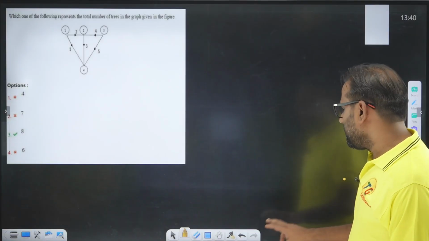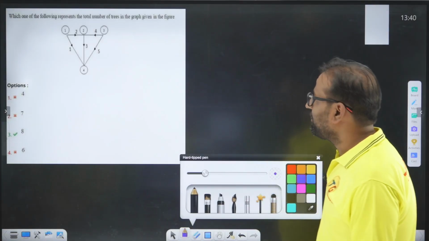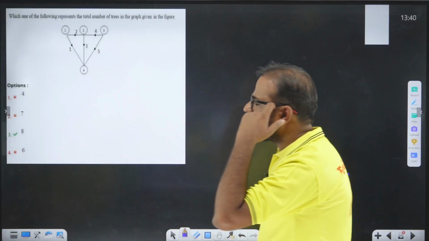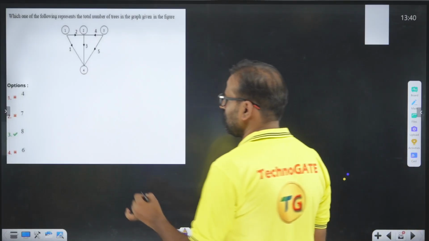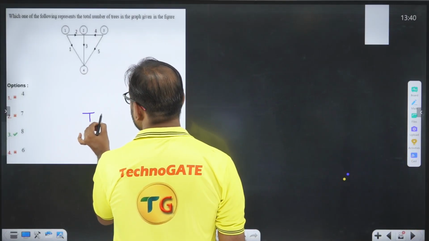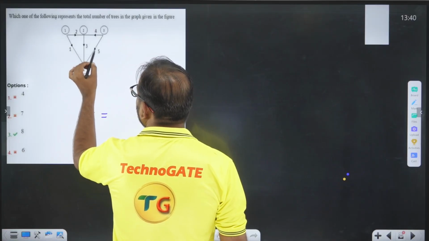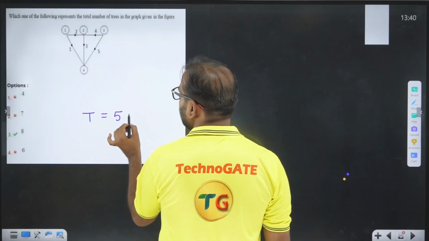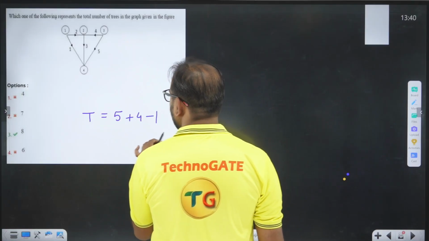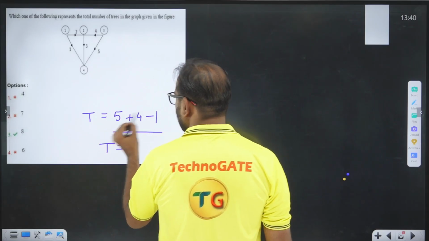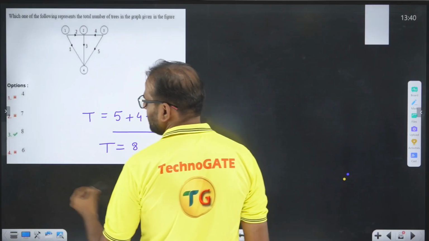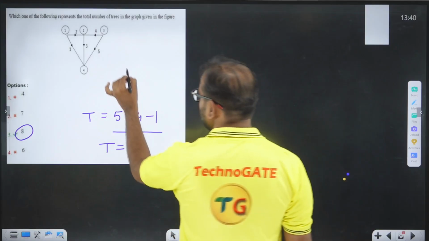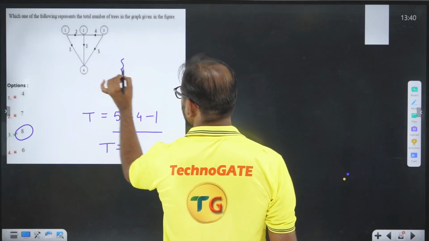Now what is the next question? The next question is related to the graph. Which one of the following represents the total number of trees? Always remember, the total number of trees is given by nodes plus branch minus 1. 1, 2, 3, 4, 5. 5 nodes, how many branches, how many nodes? 4 nodes minus 1. How many trees can you have from here? 9 minus 1, 8. 8 is the correct answer for the given question. This is a question from graph theory.